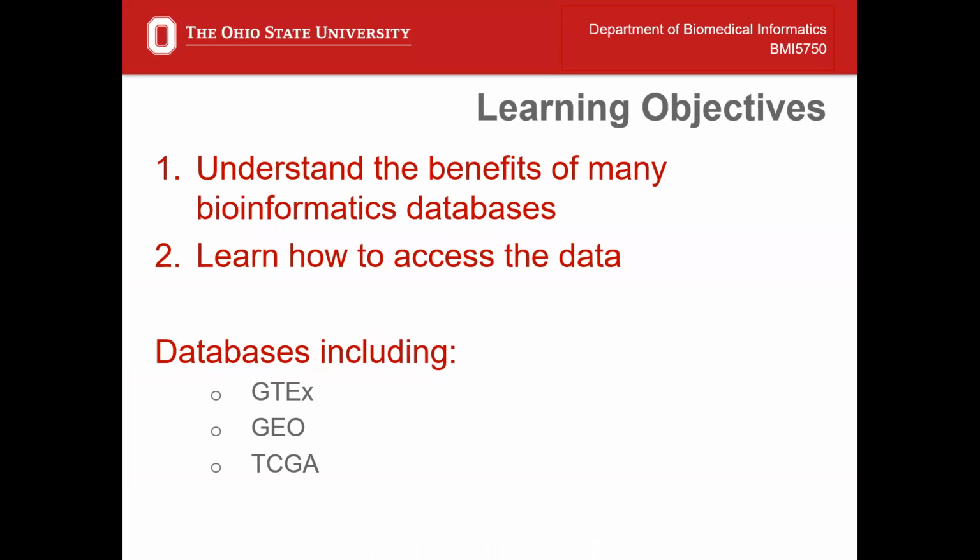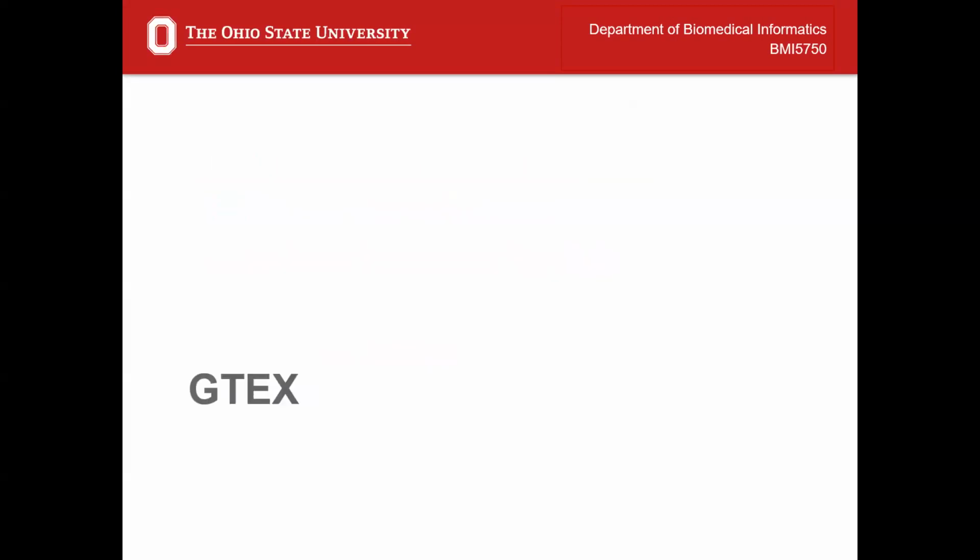Two objectives here. The first is to understand the benefits and limitations of a few different bioinformatics databases. And the second is learning where and how to best access the data stored in these databases. The three main ones we're going to focus on are GTEx, GEO, and TCGA. So let's get into it.